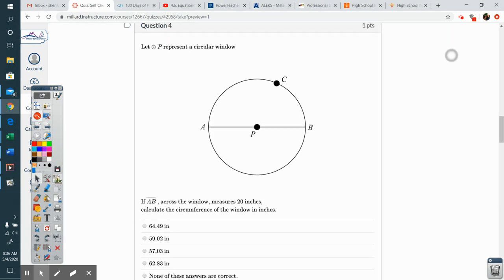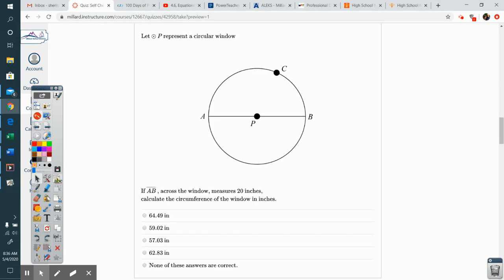Question 4. This represents a circular window. If AB, or this right here, measures 20 inches, calculate the circumference. Well, if AB is 20, that's the diameter. Pi times the diameter is your calculation. So the whole thing is 20, so it's just 20 times pi. It does not leave it in pi form here, so you go 20 times pi on your calculator, and it equals 62.83. So right here.